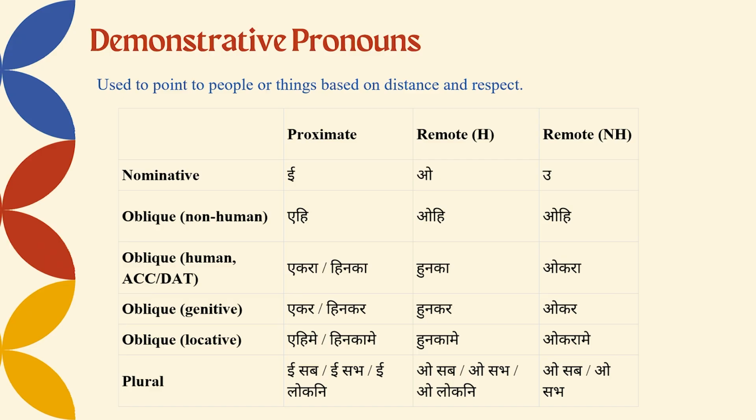Finally, we learned how to make plurals. So you can make plurals either by adding sub, or locane. So proximate plural forms become e sub, or e locane, and remote honorific forms become o sub, or o locane. Similarly, remote non-honorific forms are o sub or o sub.